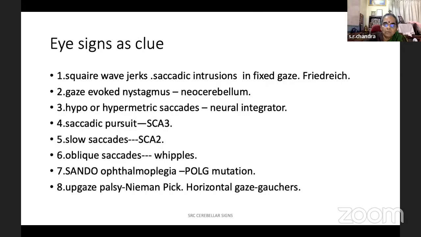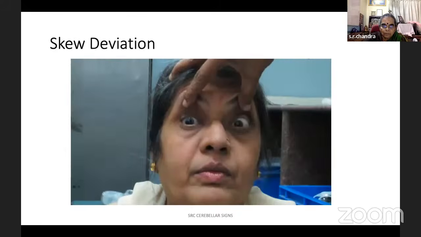Ophthalmoplegia and POLG mutation, that is mitochondrial disease. Upgaze palsy in Niemann-Pick disease. And horizontal gaze palsy in Gaucher's disease. All these people have features of cerebellar involvement. And these kinds of eye signs, if they are present, give a clue to the clinical diagnosis.